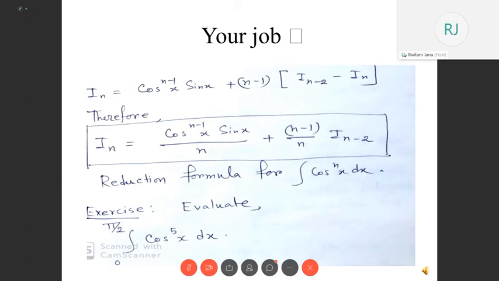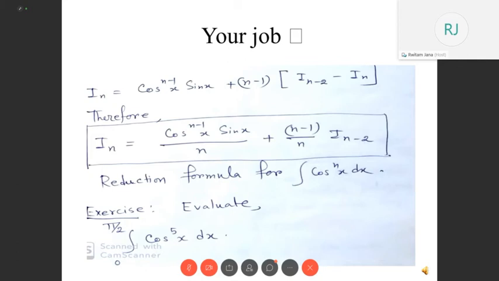I hope some of you already started to solve this problem. It's a very simple problem, and it is very similar to the problem that I have shared with you, that is 0 to pi by 2 sine to the power 5x dx. Find the value of 0 to pi by 2 sine to the power 5x dx. Can you tell me the answer of 0 to pi by 2 cos to the power 5x dx? Sahil?